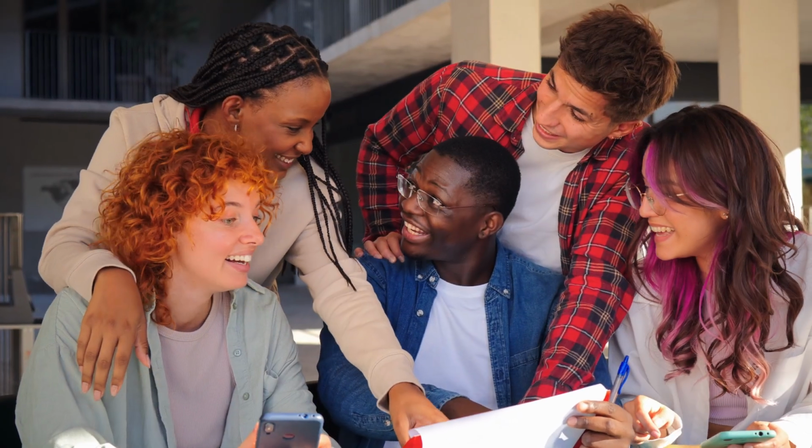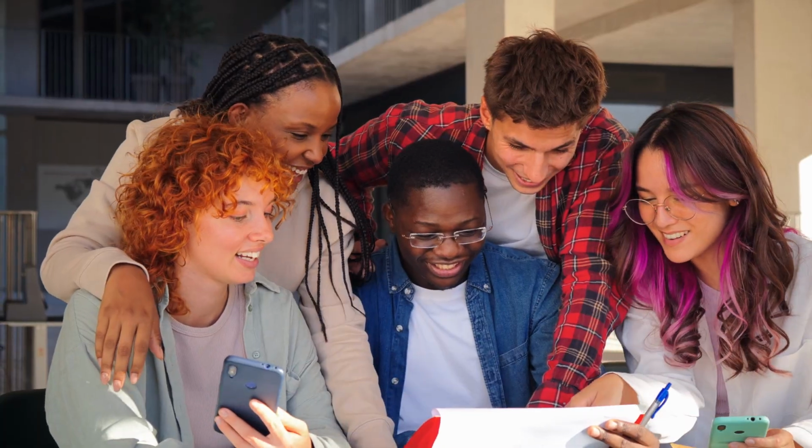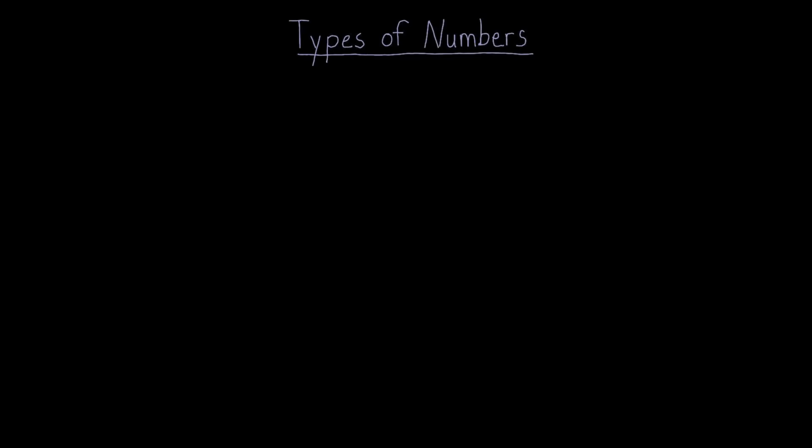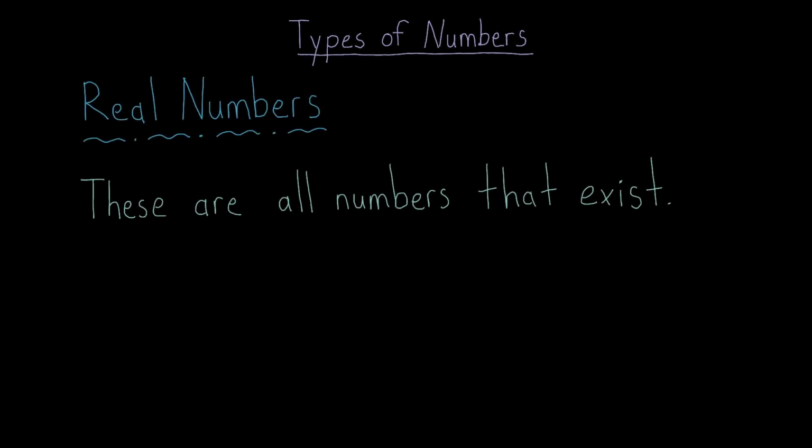Amazing! As we go along, we are learning more and more about these types of numbers. We are now at the final type of numbers which we are learning today, and that is real numbers. Simply put, real numbers are all numbers that exist.